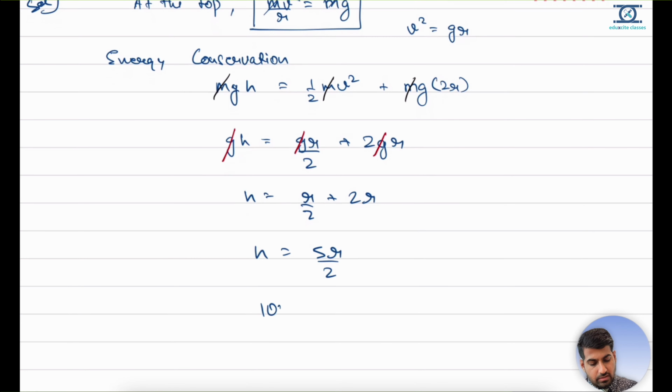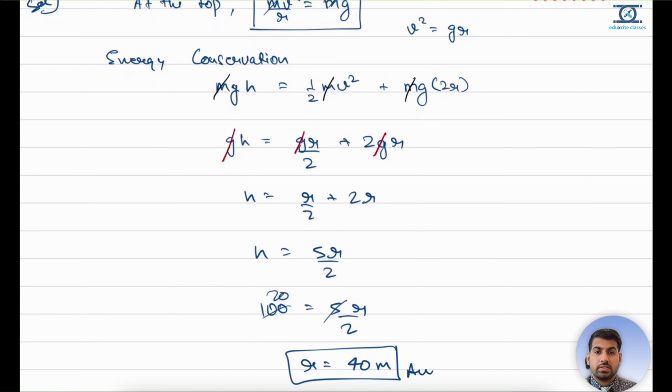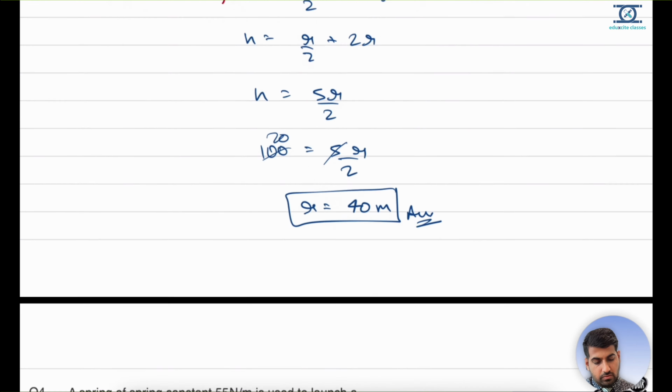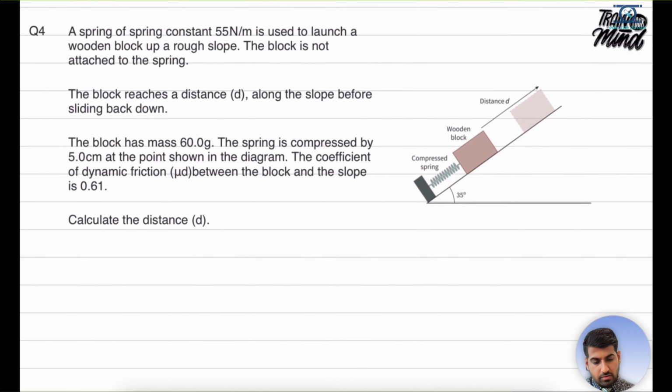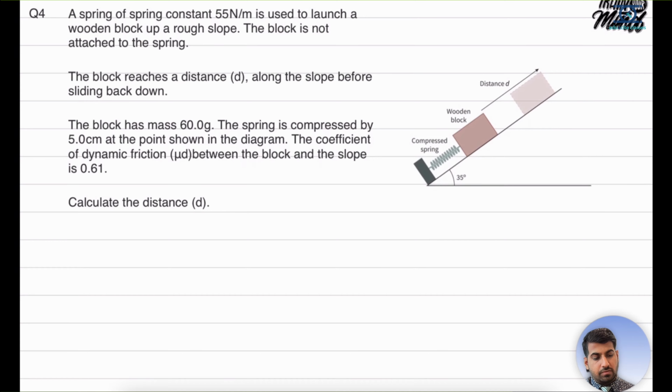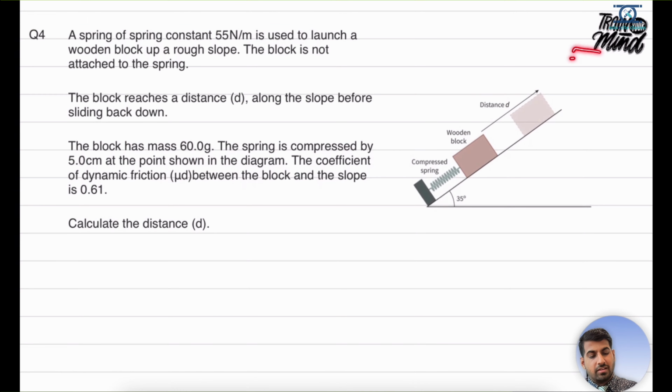Now h is 100, this will be 5r by 2, so this will be 20 times 2, this will be 40 meter. So 40 meter will be the answer for this particular question. Okay, so yeah, this was quite a good question. Now pause the video, train your mind to solve question number 4.